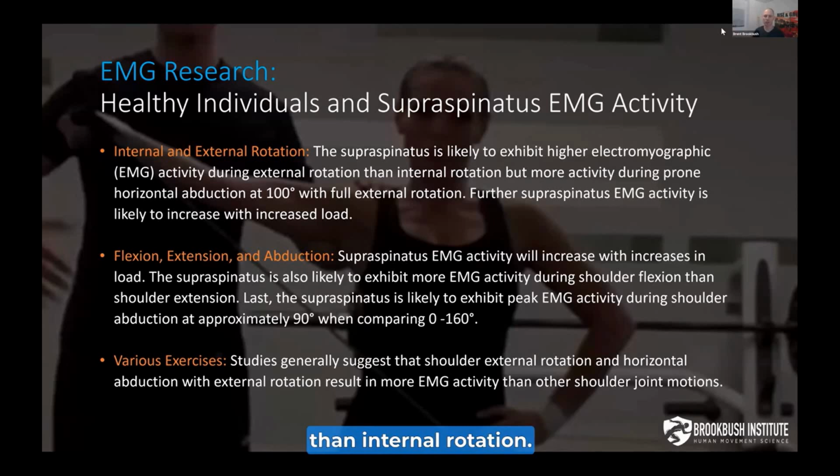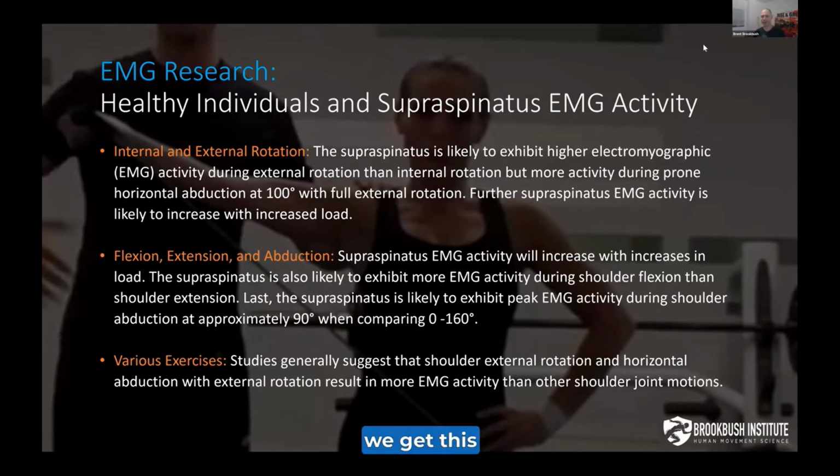Higher during external rotation than internal rotation, so not as active during internal rotation. But if I do this exercise, right, which would be the T of ITYs, so some of you probably do ITYs, right? If I do this T thing with full external rotation, I get even more activity than just external rotation. Flexion, extension, and abduction. You know that supraspinatus EMG activity will increase with increases in load for all of those joint actions, actually. So despite the fact that the supraspinatus might not contribute to internal rotation or extension, we do see an increase in EMG activity when we load those joint actions. Remember, your supraspinatus is part of your rotator cuff, and it's going to help with dynamic stabilization of the shoulder.